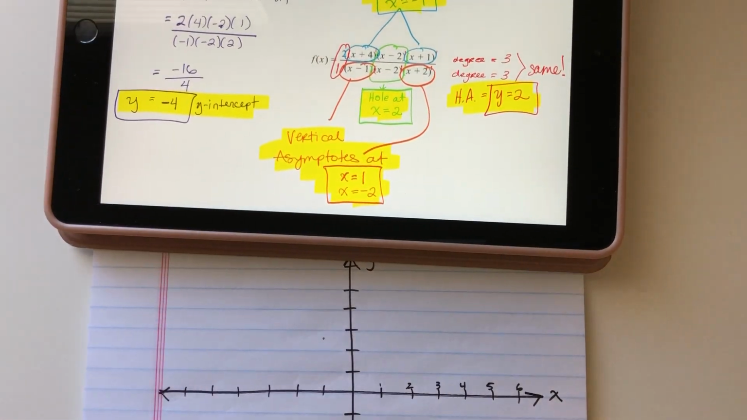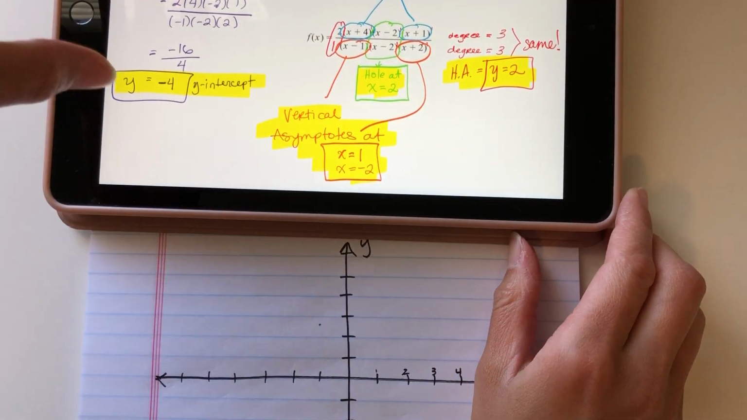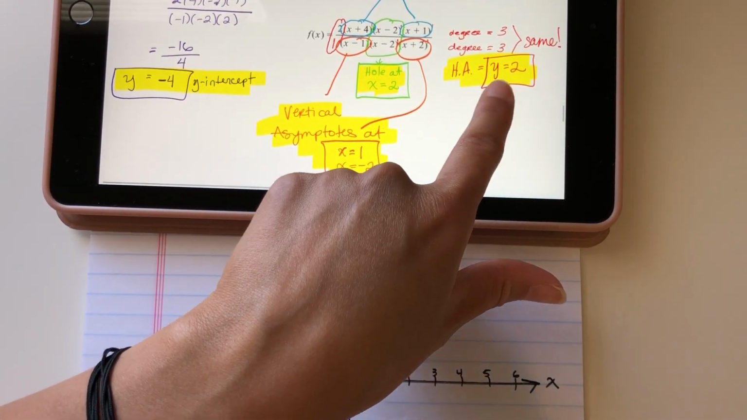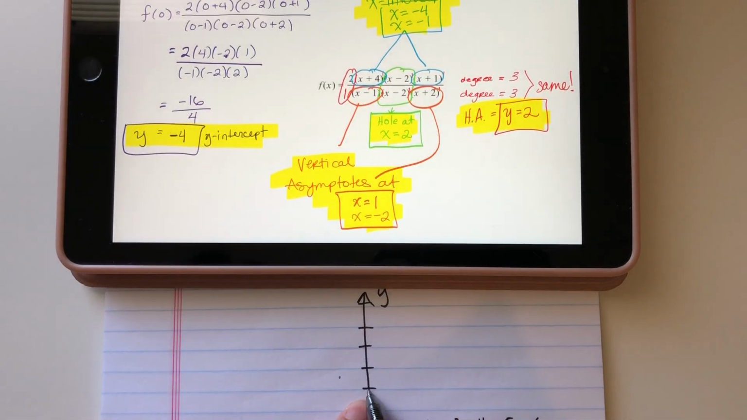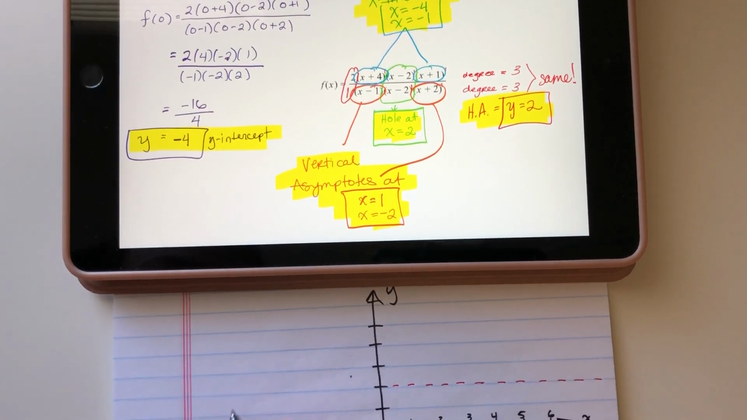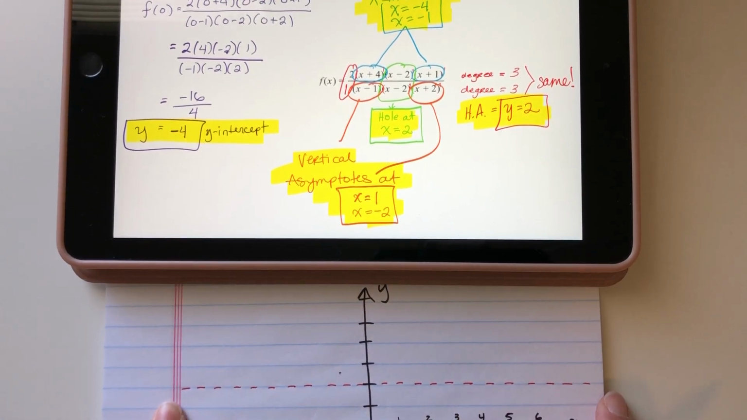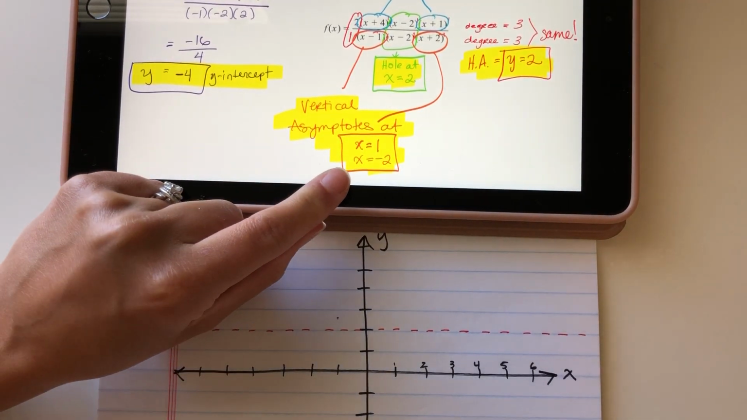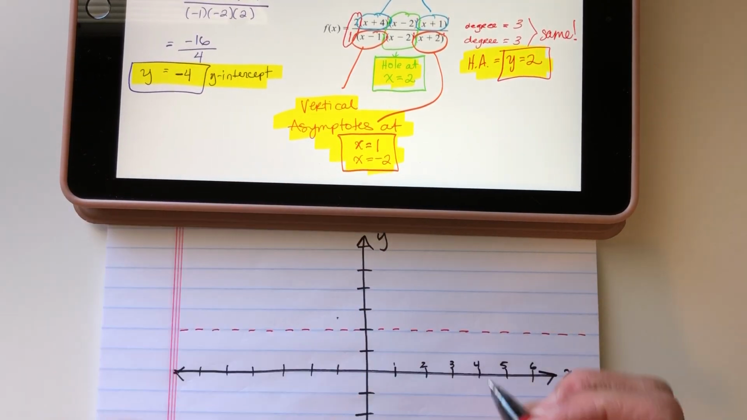So the first thing I always graph are the asymptotes. I always do those first. So my horizontal asymptote is at y equals 2. So what I do at y equals 2 is I draw a dotted line, because once again, horizontal asymptotes are invisible lines that the graph tends towards as it goes to the right, right, right, and as it goes to the left, left, left. So it's gonna be dotted, okay? Then I have my vertical asymptotes at 1 and negative 2.